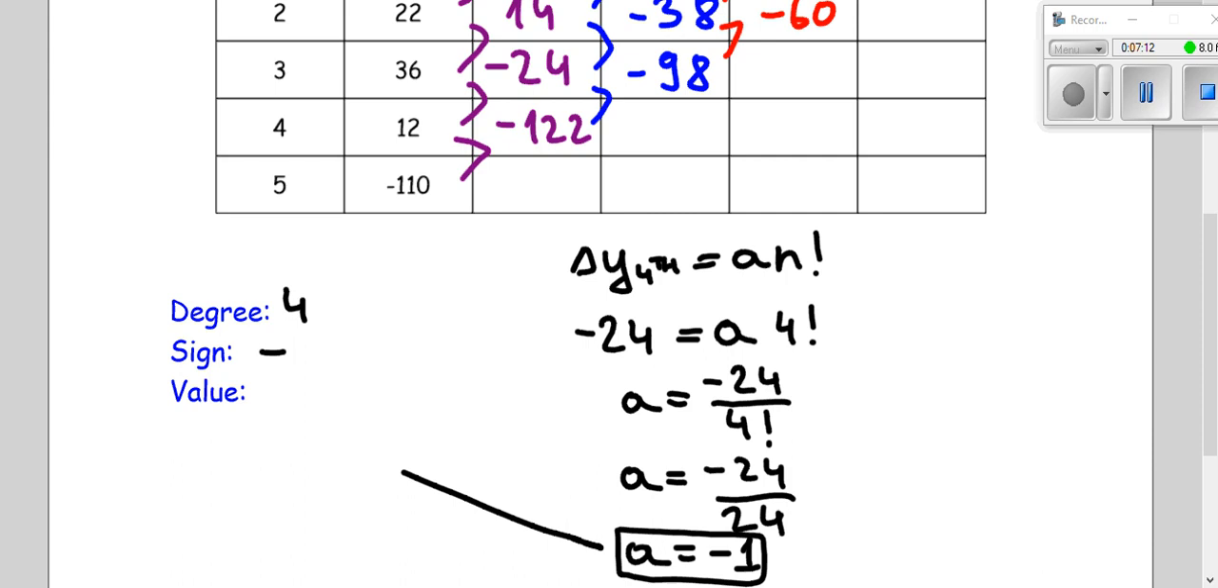So we can enter that here in this little summary table. And that is it. These are just a few examples where this formula might be used and how we can connect the degree of the polynomial and the finite differences.